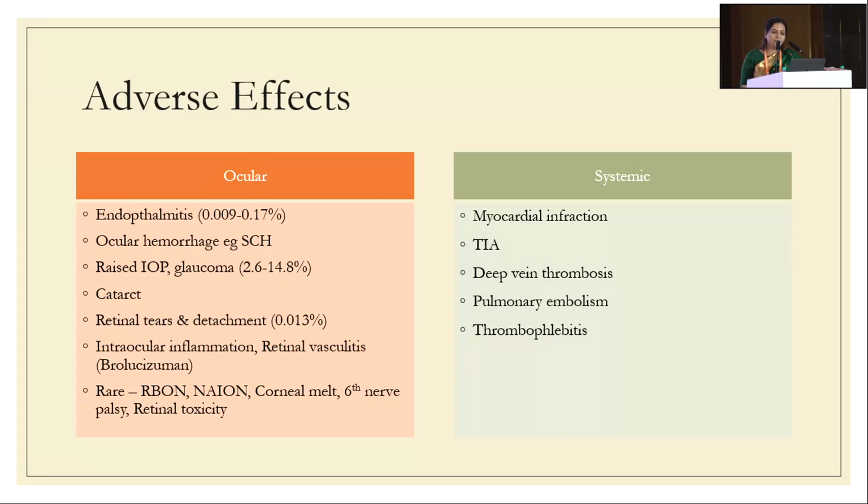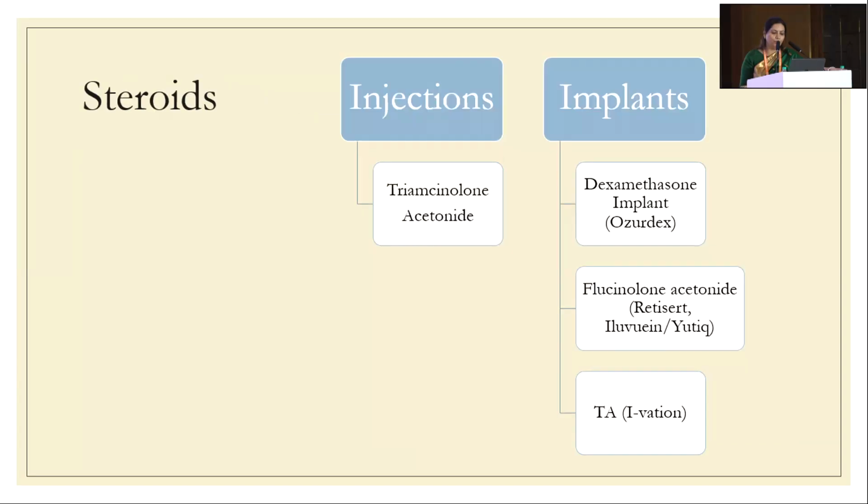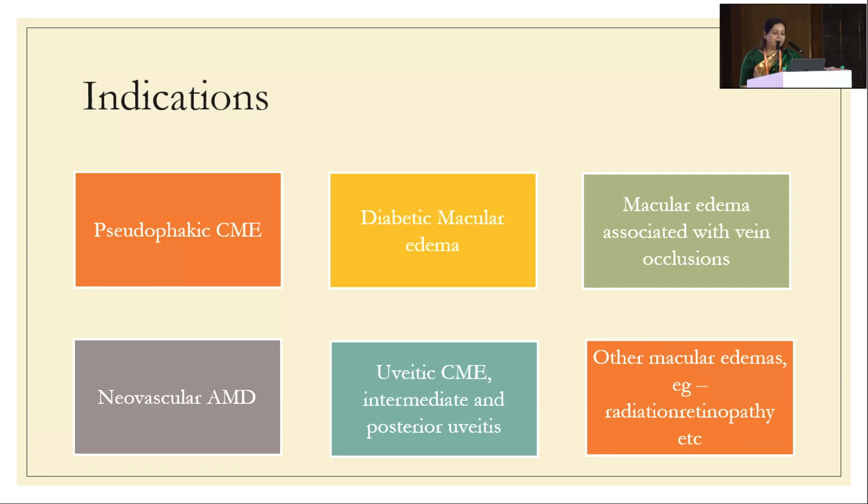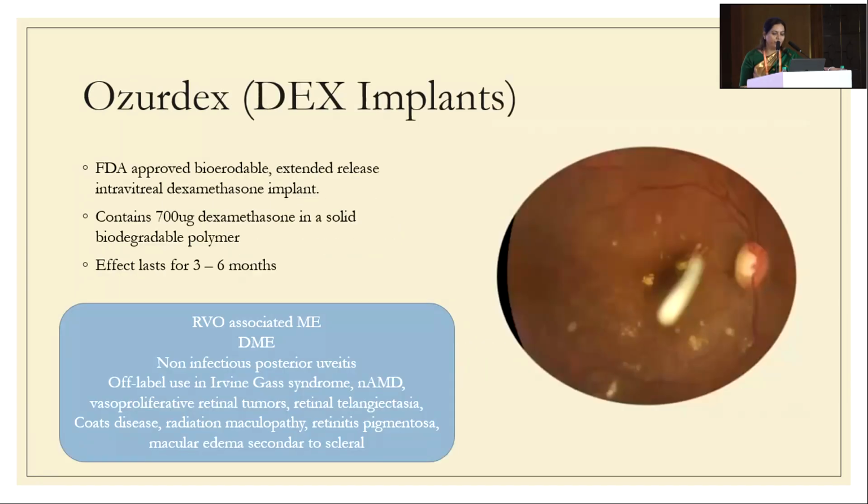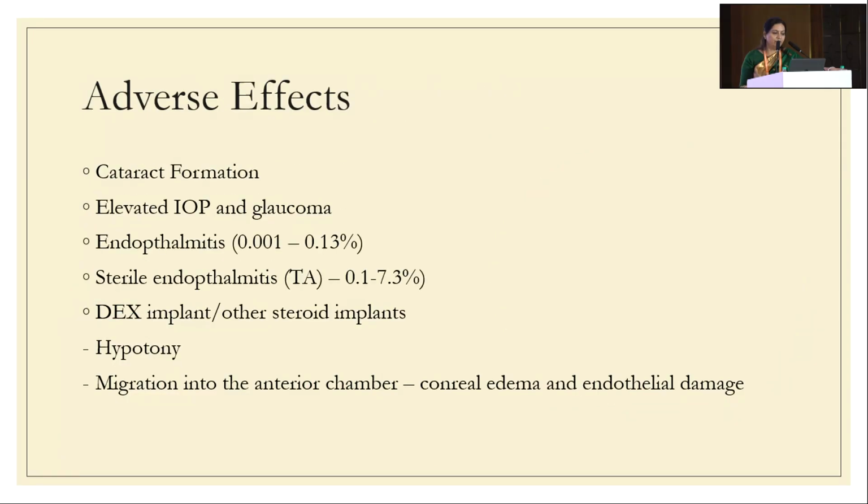And the systemic contraindications, MI, I have already told, and deep vein thrombosis, pulmonary embolism, and thrombophlebitis. So in the injections, we have 3 injections, and the indications I have already told. So the Ozurdex, it is the FDA approved, extended release intravitreal dexamethasone implant, and it lasts for 3 to 6 months. So the adverse effects, that is cataract formation, and then IOP rise, and very rarely it can cause endophthalmitis.